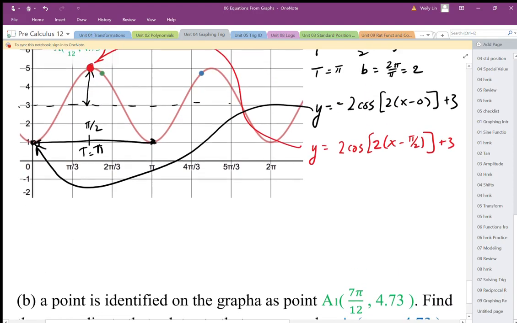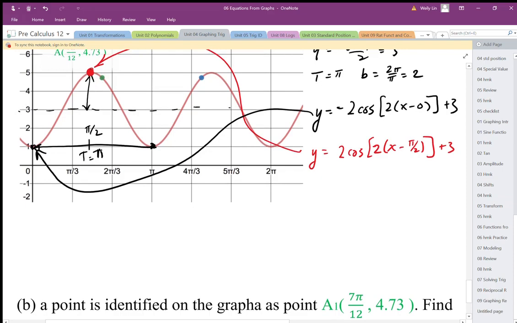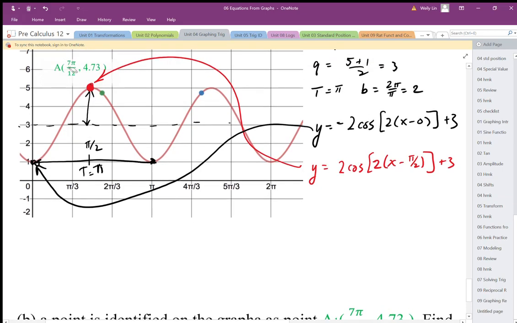The last thing is, it says find, if this is my position, 7 pi over 12, 4.73. How do I get to this position here? Well, to find the x position of that coordinate, we can use some symmetry. That's not quite a full period, because a full period would be over here. That doesn't quite work.